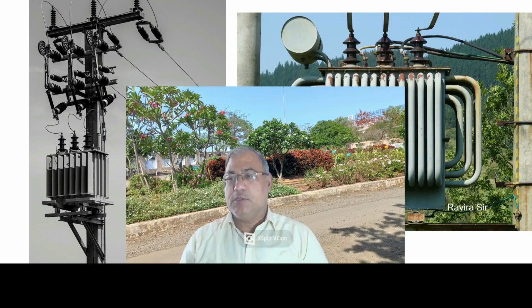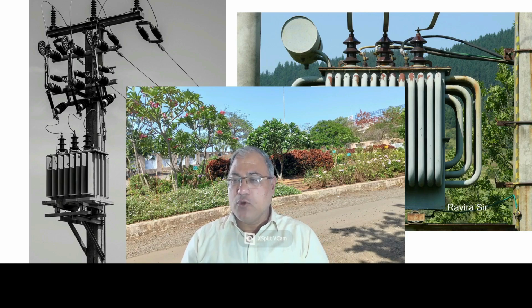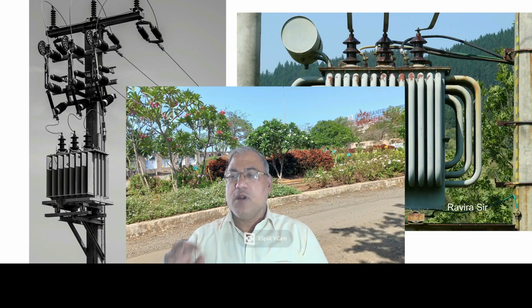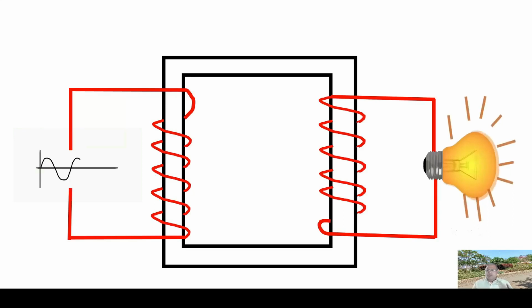In today's tutorial, I am going to talk about the working, construction and mathematical expression of a transformer. The simplest type of transformer has two windings. One winding is connected to the supply side. Another winding is connected to the load side. Load means the bulb, tube light or any other equipment you are using for your purpose.